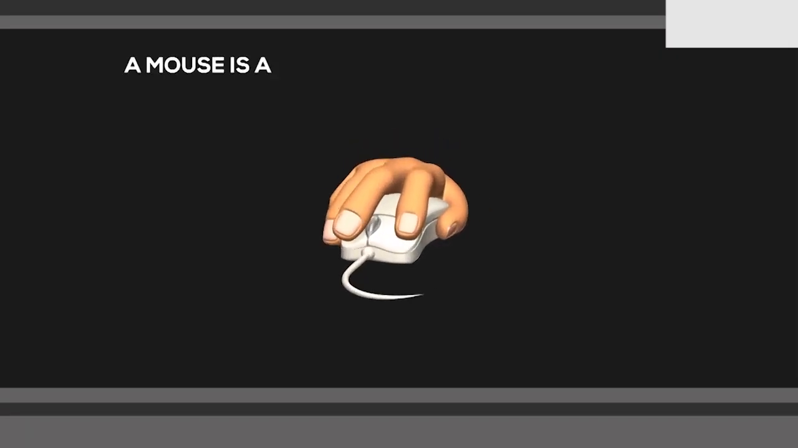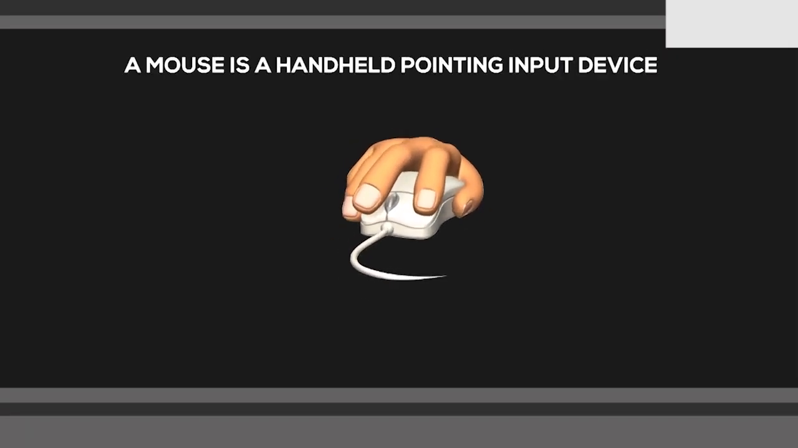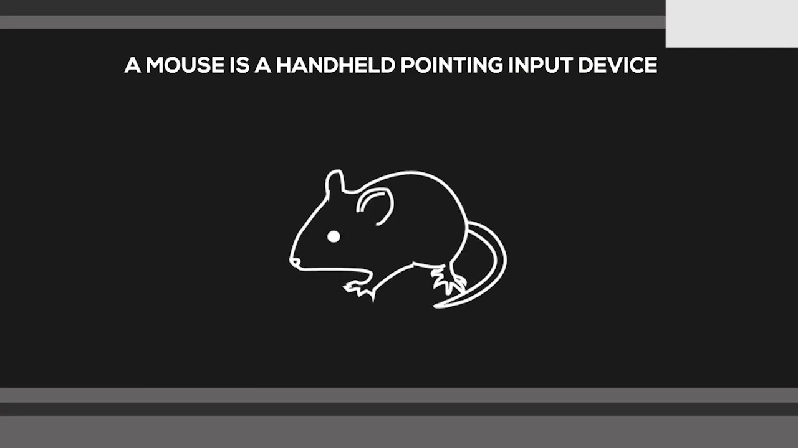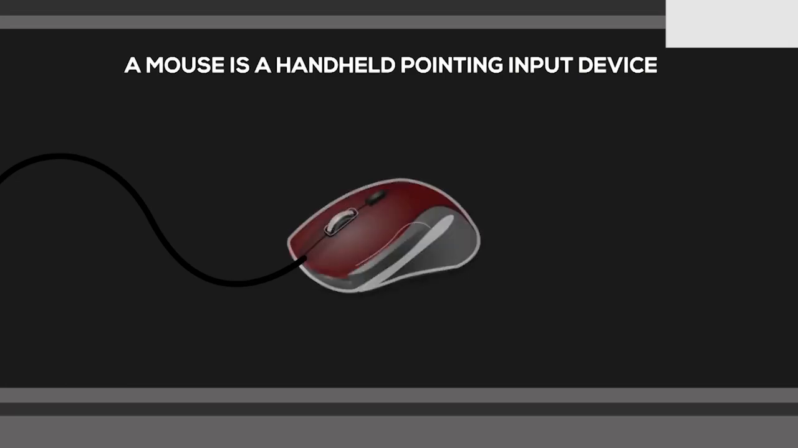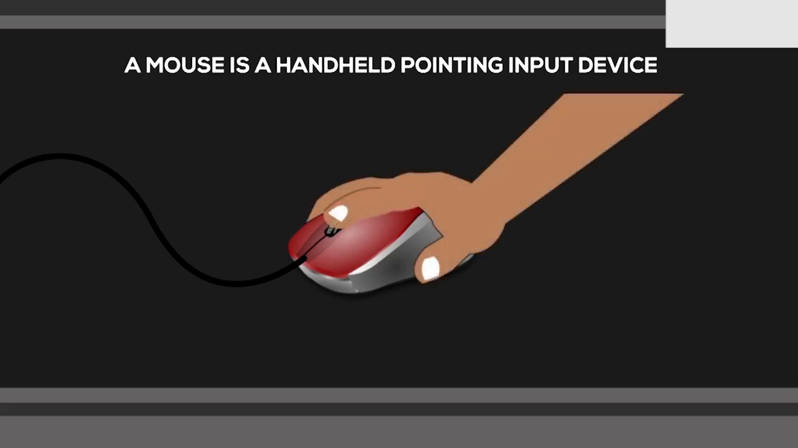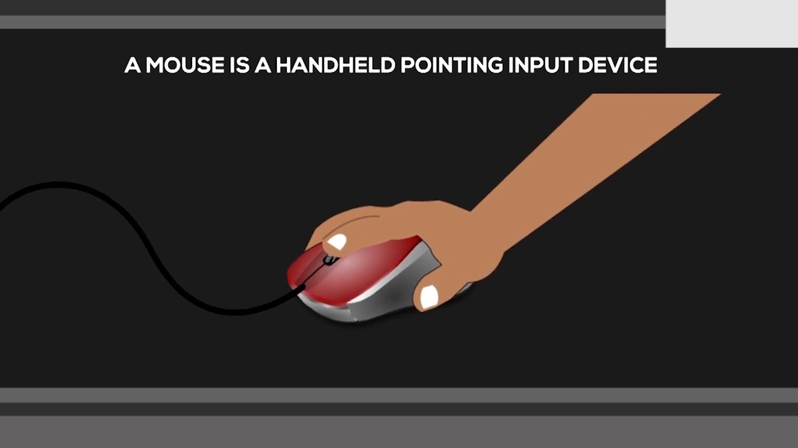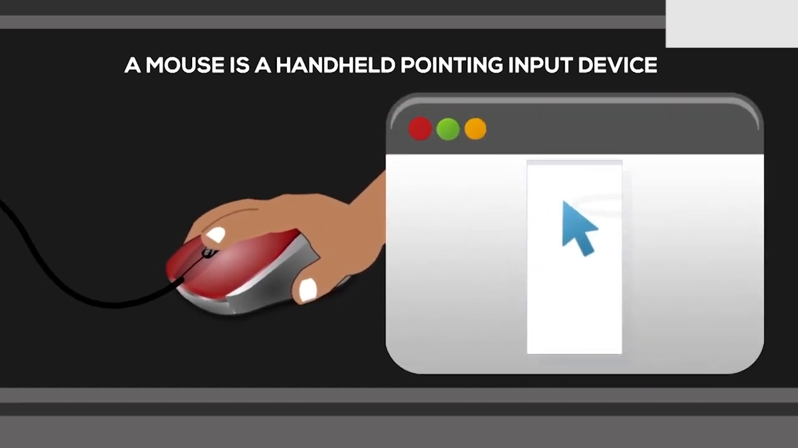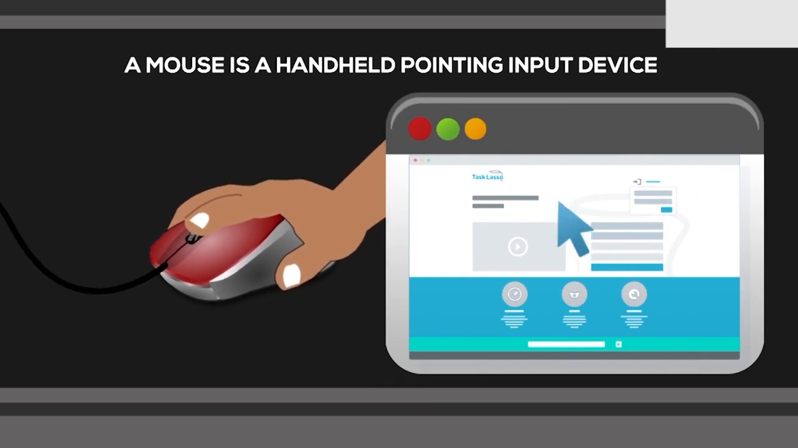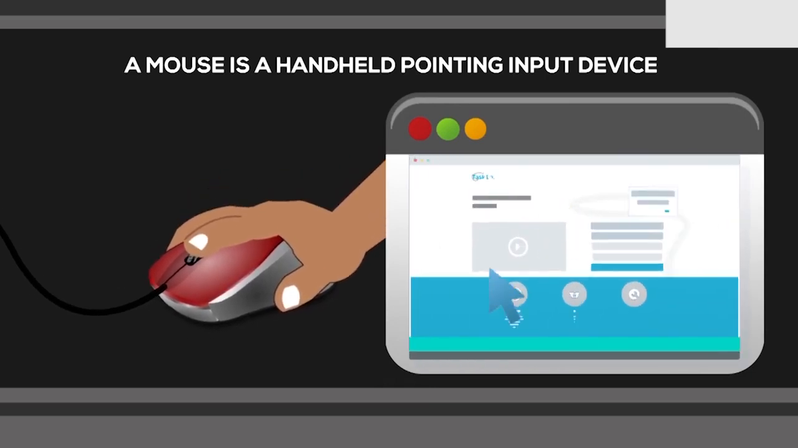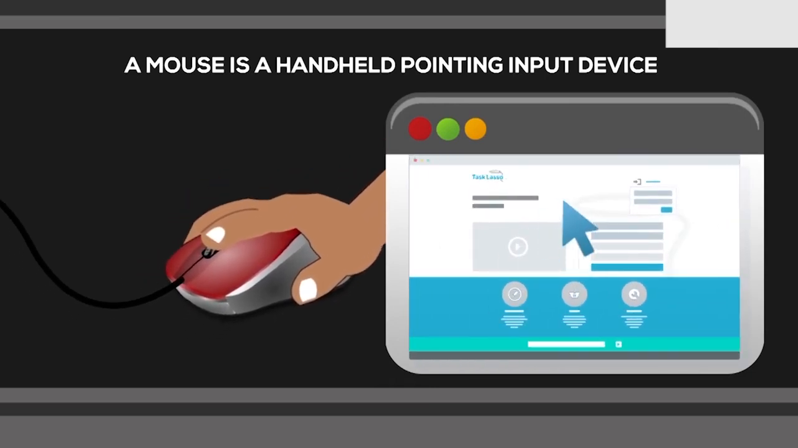A mouse is a handheld pointing input device. It is called a mouse because it has the basic shape of a mouse and the cable attached to it looks like its tail. When referring to the device in the plural, both mice and mouses are acceptable. The mouse lets you move the cursor, which is a pointer, around the screen and then click to start a program or begin writing in a particular place or open a menu to see what choices you have.